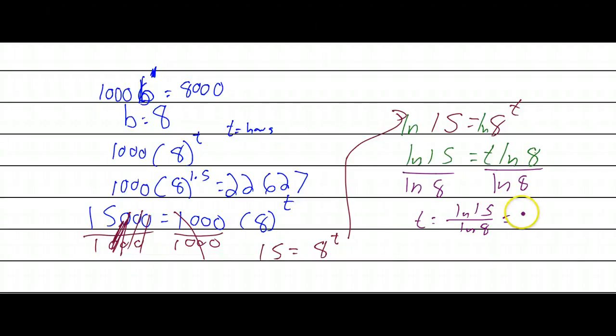Let's see, the natural log of 15 divided by the natural log of 8 is 1.3 hours. Let's go ahead and plug that in just to be sure. 8 raised to the 1.3 gives you 14.92875. So that's pretty much 15,000 right there. Alright, so that works out pretty well.